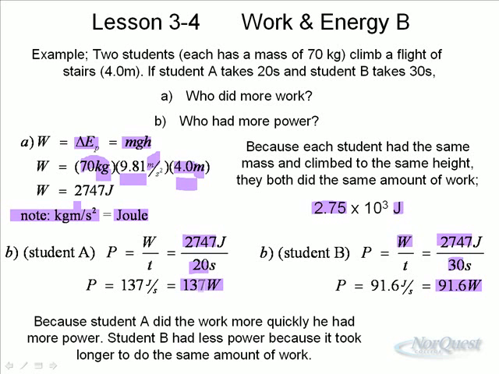All right, so because student A did the work more quickly, he or she had more power. Student B had less power because it took longer to do the same amount of work. So work is measured in joules, power is measured in joules per second, or watts, and it's the rate at which work is done.